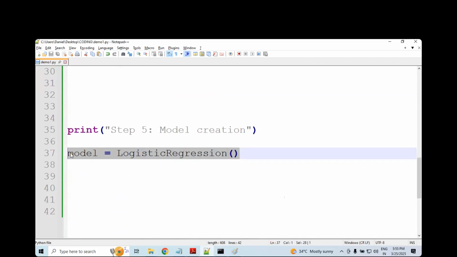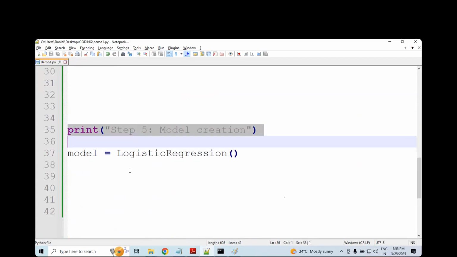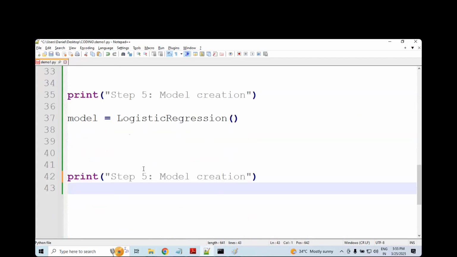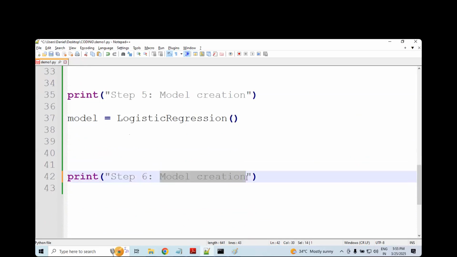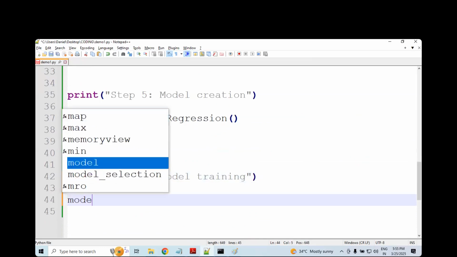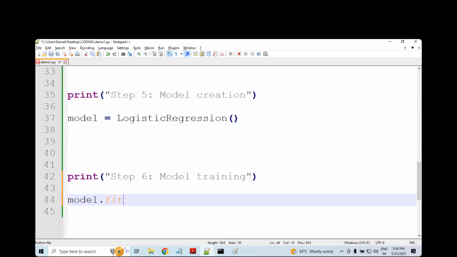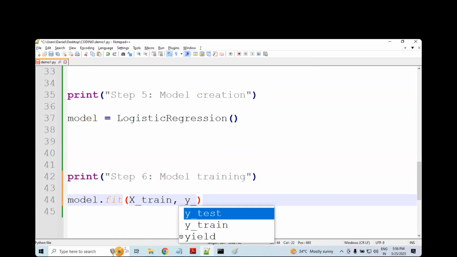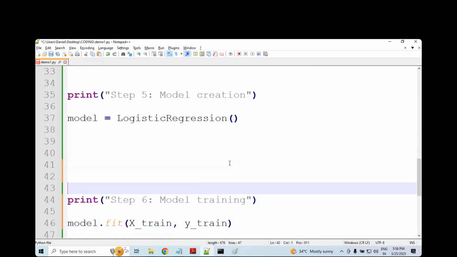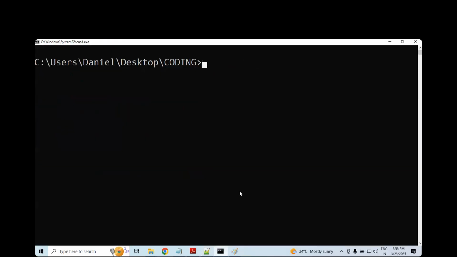Let me show you. Imagine you go directly for training, step number 6, which is called model training. Call the model dot fit method, and here you need to pass x_train, and the next one will be y_train. Now let me call this example, and you will get an idea.